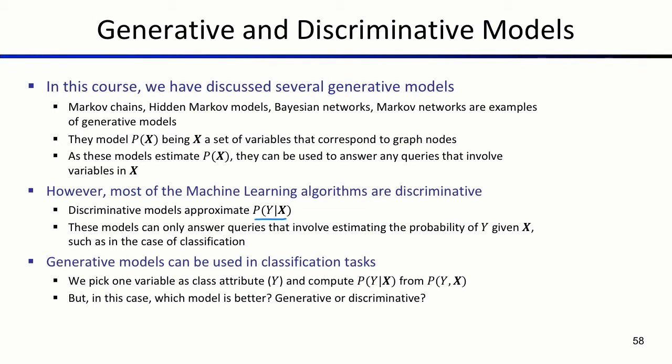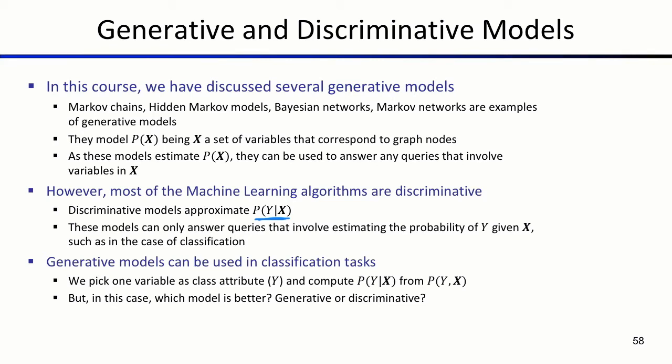Just a note here is that the discriminative models that we have in machine learning may not directly approximate this probability. They may approximate it in an indirect way, for instance, trying to create a map between the input x and the class label y.